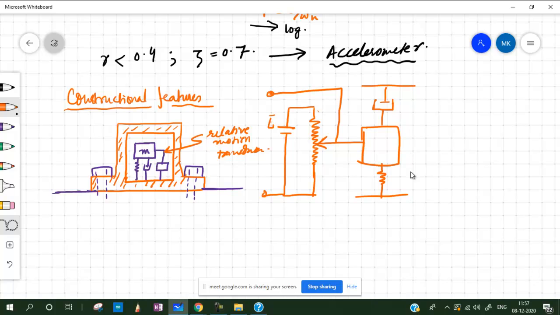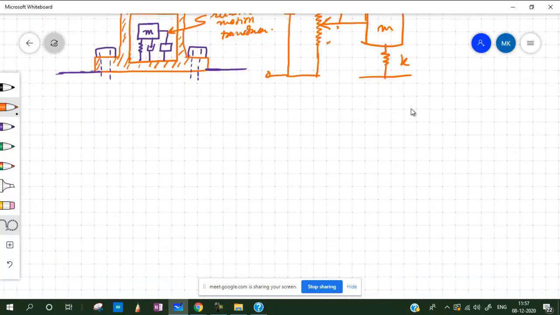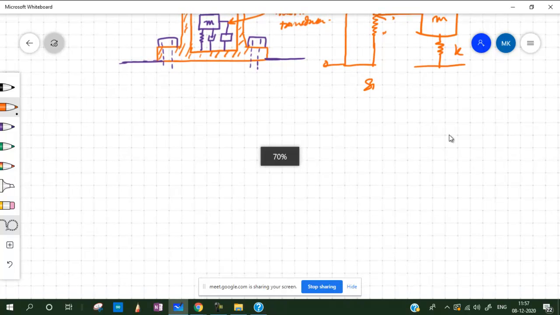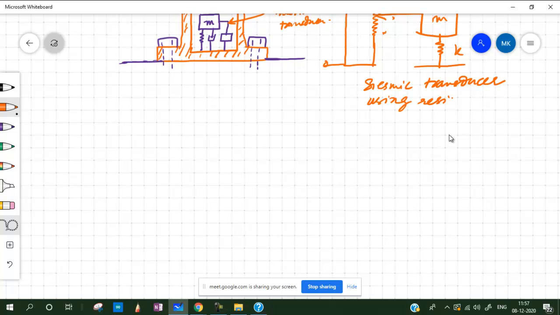So this is the applied voltage, this is the resistor. As per the motion of the mass m, this will change the resistance, and accordingly we have the potential between the two, which can be measured, and which will correspond to the displacement or acceleration of the object which is moving. Okay, so this is another way, and we call this the seismic transducer using a resistance transducer.